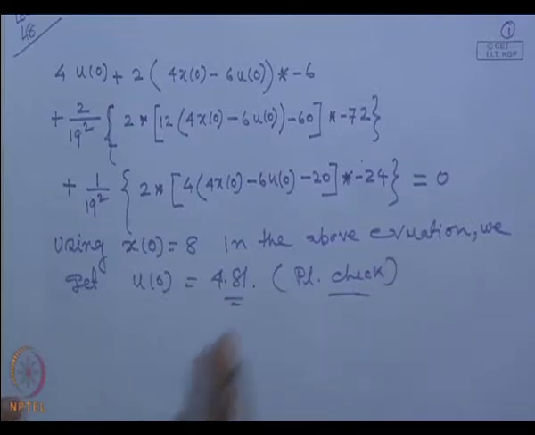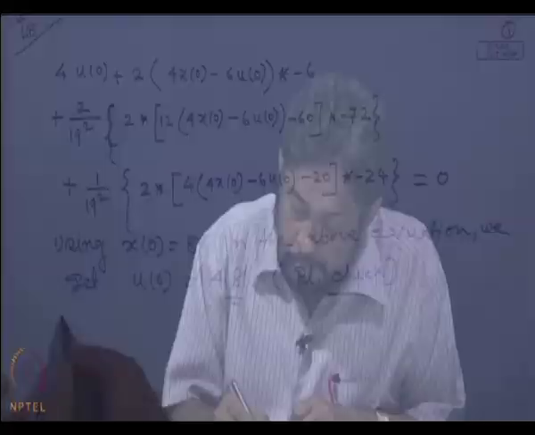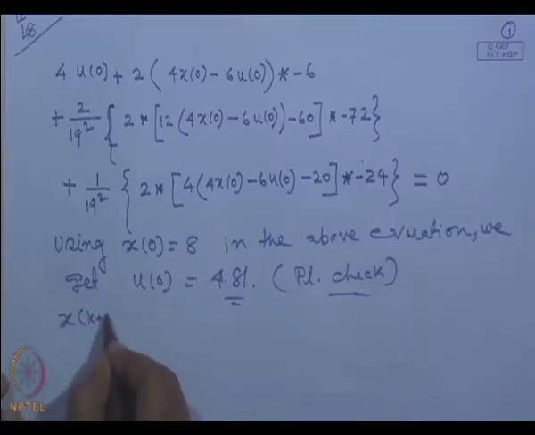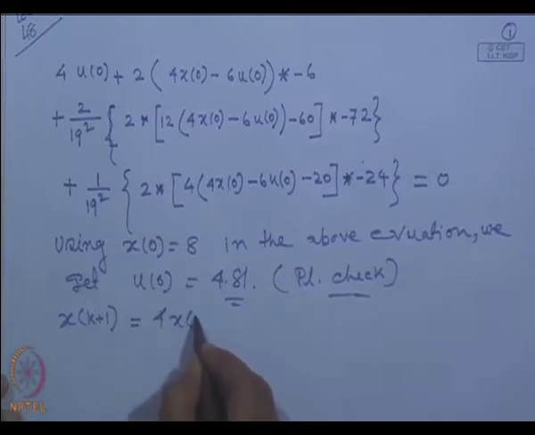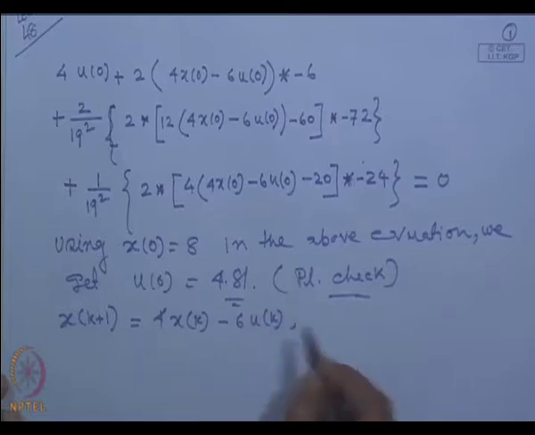Okay. So, we got this. We know u of 0 and we know x of 0, then immediately we can find out x of 1 by using the dynamic state equation of the system, that means discrete time systems. So, the basic equation of this, if you recollect, is x of k plus 1 is equal to 4 x of k minus 6 u of k, and x of 0 is equal to 8.